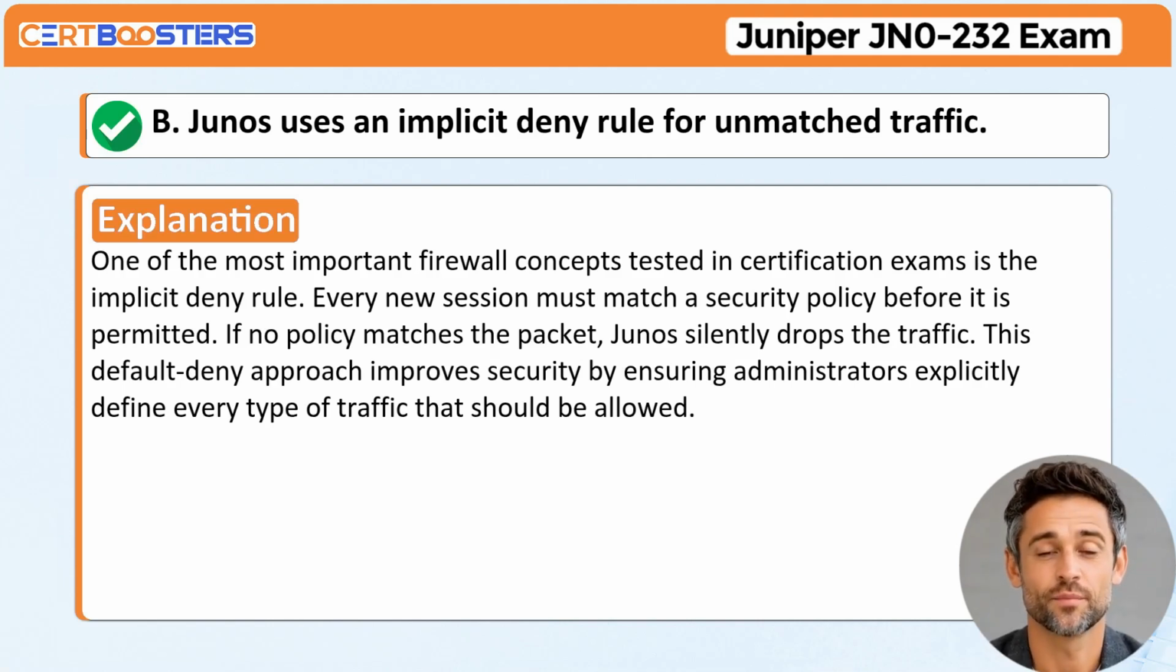Explanation. One of the most important firewall concepts tested in certification exams is the implicit deny rule. Every new session must match a security policy before it is permitted. If no policy matches the packet, Junos silently drops the traffic. This default deny approach improves security by ensuring administrators explicitly define every type of traffic that should be allowed.